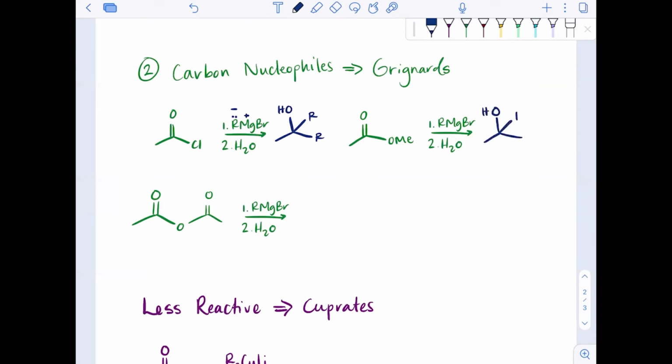Same with our esters, and same with our anhydrides. Notice here we have tertiary alcohols because the Grignard is so reactive, 2 equivalents of our Grignard will be added. Don't try to use one equivalent of that Grignard. You will get a mixture of products and it will be a mess. So you do have to assume excess here. And note that 2 R groups of the Grignard will get added onto your carbonyl compound to reduce it all the way down to the alcohol.